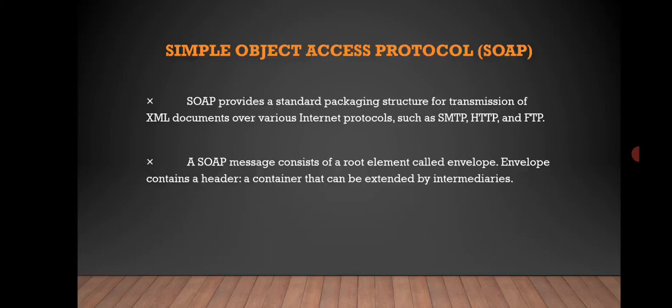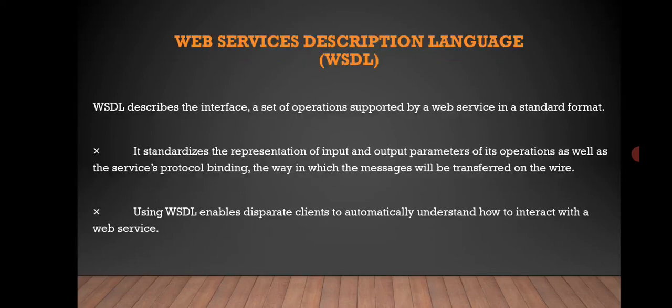Simple Object Access Protocol, that is SOAP. It provides a standard packaging structure for transmission of XML documents over various internet protocols such as SMTP, HTTP, and FTP. A SOAP message consists of a root element called envelope. The envelope contains a header container that can be extended by intermediaries.